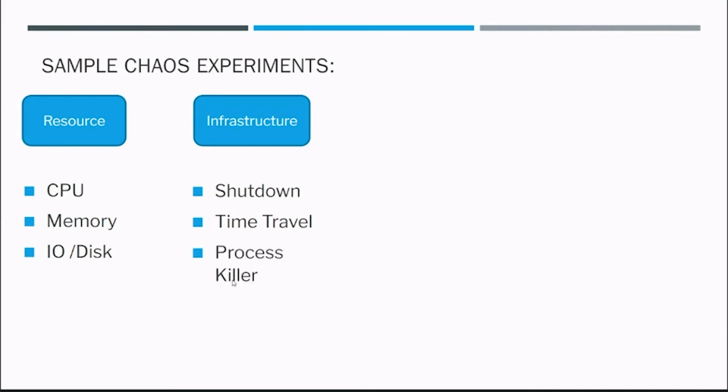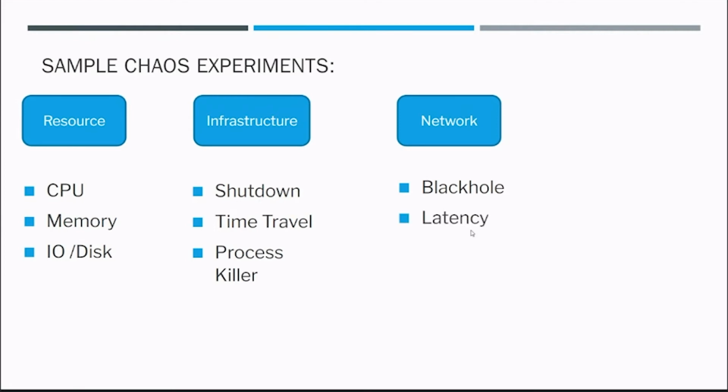You can kill any specific process in your application and see what happens. Similarly, on the network level, we have a black hole attack. Your two services are talking, you drop the IP, basically you black out the communication between them and see what happens to the other services. Then there is latency. You inject some latency and see how your customer behavior is.